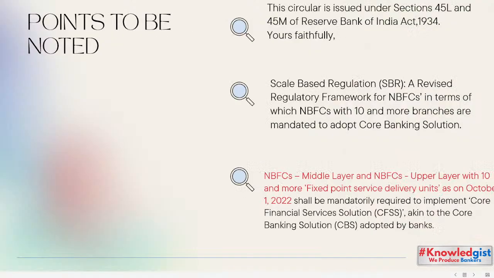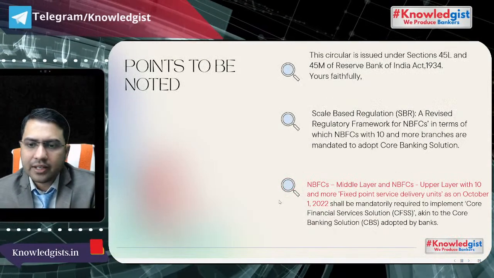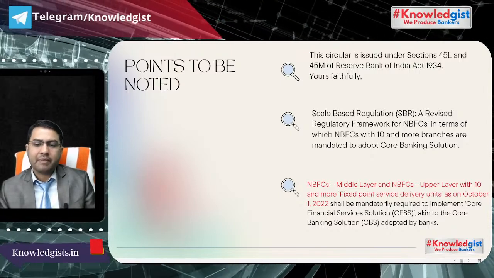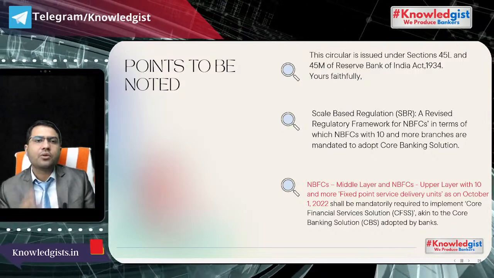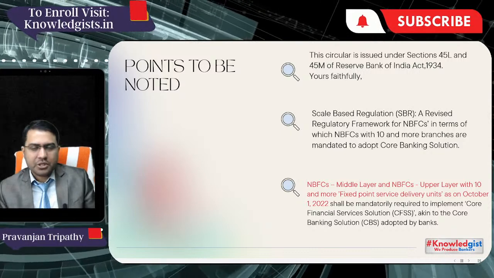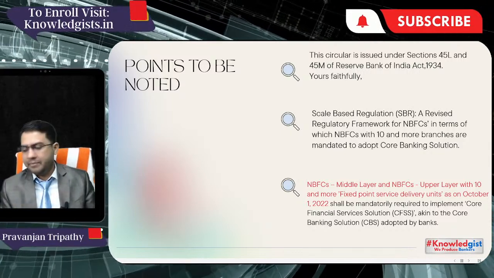Points to be remembered as per the circular issued under section 45L or 45M of the Reserve Bank of India Act. You know that under section 45, the Reserve Bank of India is authorized to regulate NBFCs in India. Scale based regulation, or SBR, is a revised regulatory framework for NBFCs in terms of which NBFCs with 10 or more branches are mandated to adopt core banking solution. Clear? NBFC middle layer and upper layer with 10 or more fixed points as on October 1st 2022 shall be mandatorily required to implement CFSS, the core financial services solution, akin to the core banking solution adopted by banks. So CFSS is nothing but one type of CBS. CBS is in banks and CFSS is in NBFCs, right?